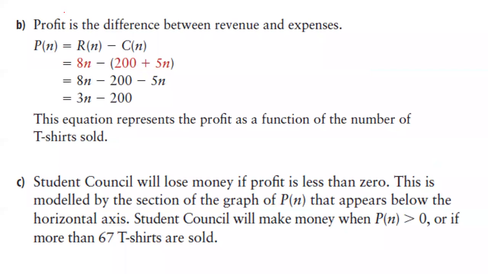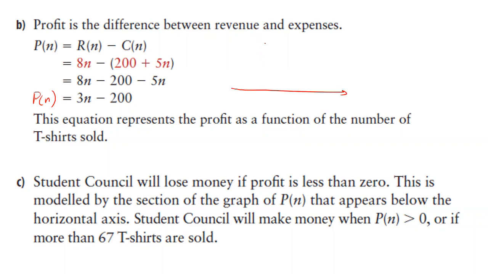Okay, next question. Profit is just the difference between the revenue and expenses. Therefore, Pn equals Rn subtracted by Cn, right? Which is 8N minus the sum of 200 and 5N. And after simplification, we can find that Pn is actually 3N minus 200.